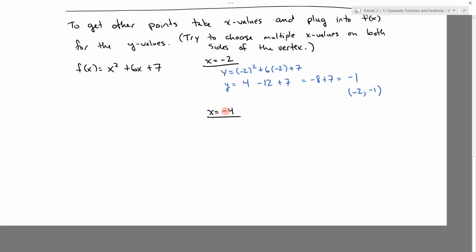And then now we calculate for x is equal to minus 4. What do we get? So calculating, this gives you 16, and minus 24 plus 7. So you get minus 8 plus 7, which is also minus 1. So this gives you minus 4, comma minus 1.